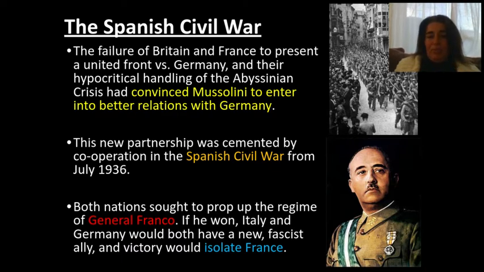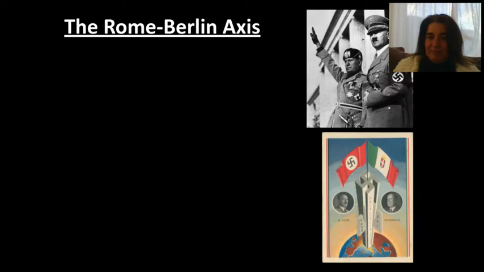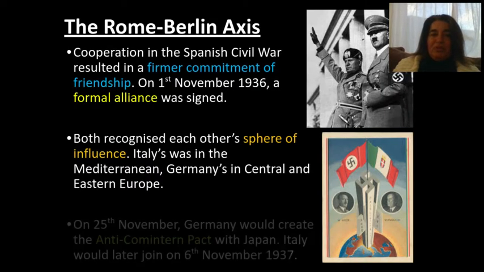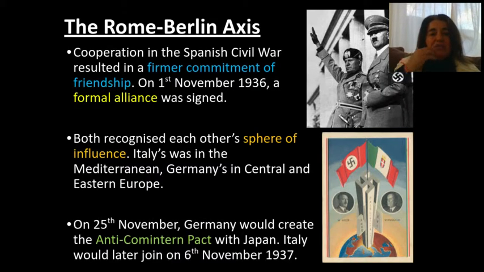War, that was finally won by General Francisco Franco, authoritarian regime in Spain. If he won, Italy and Germany would both have a new fascist ally, and victory would isolate France. So they decided to sign a treaty. Cooperation in the Spanish Civil War resulted in a firm commitment of friendship.